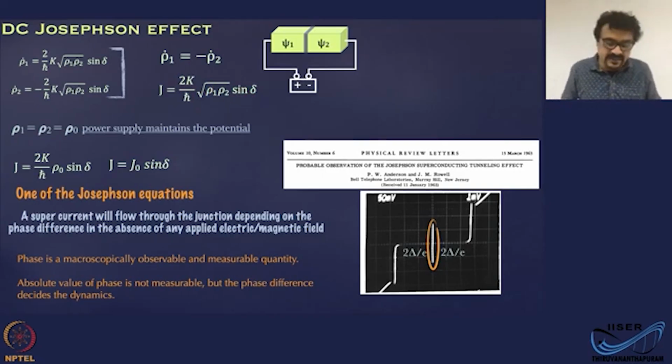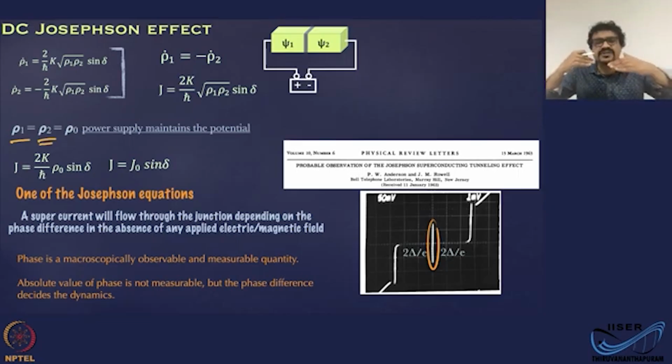Now we are considering the same material on either side, and the potential is 0. It is set by the voltage because we are discussing the case at 0 bias. What that means is there is no chance of rho1 and rho2 being different. There should be the same concentration of Cooper pairs on both sides. They are the same material too. Even if they were not the same material, they are at the same potential level, so the density should be the same.